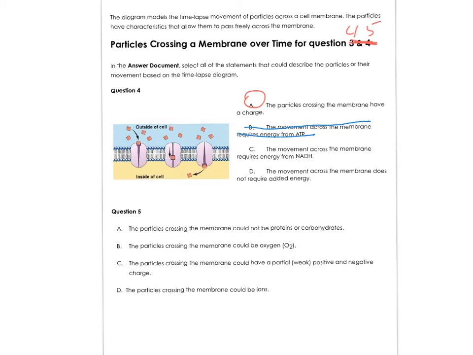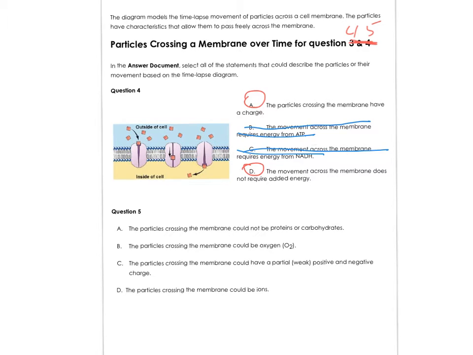So the movement across the membrane requires energy from ATP. I just said it doesn't require any extra energy, right? Anything moving from high to low does not require any extra energy. So that's not a problem. It's only when you're going from low to high that you have an issue. The movement across the membrane does not require added energy. Well, I just said that, right? So that one's correct. So the answer there is A and D.